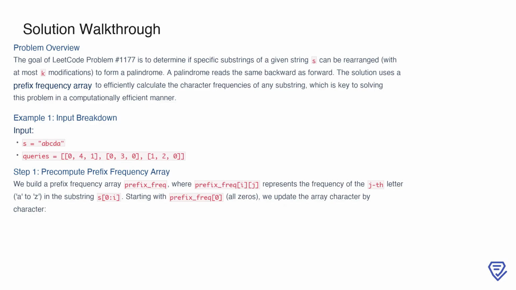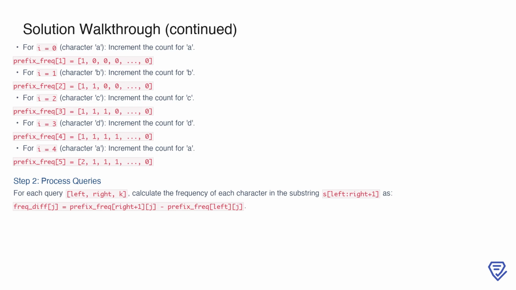Let's break it down further using an example input, the string ABCDA and the queries [0, 4, 1], [0, 3, 0], [1, 2, 0]. The first step is to build this prefix frequency array by iterating through each character and updating the cumulative counts for all letters from A to Z. Starting with the string ABCDA, we initialize the prefix frequency array with all zeros. As we process each character, we increment the count for the corresponding letter.